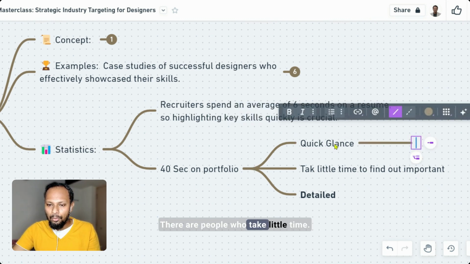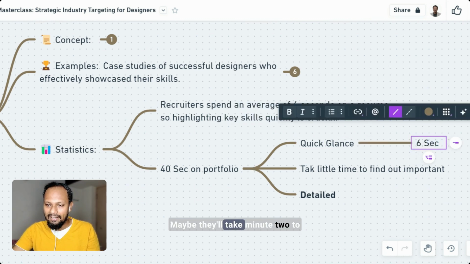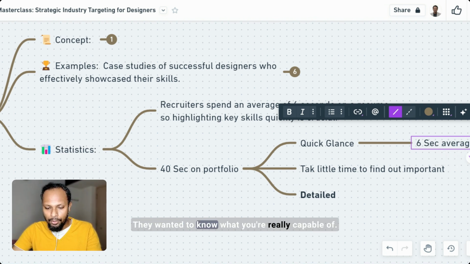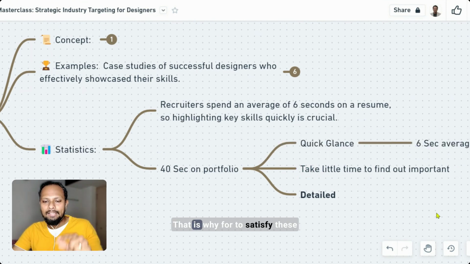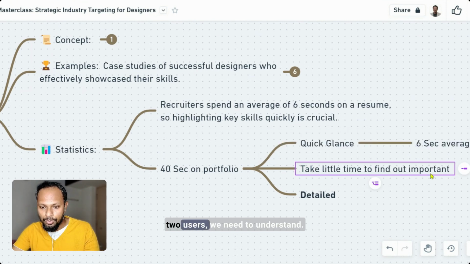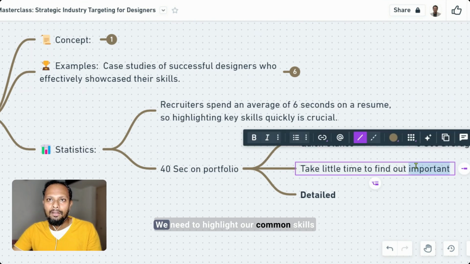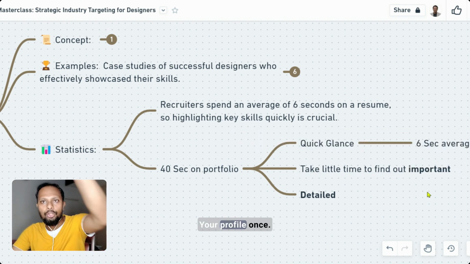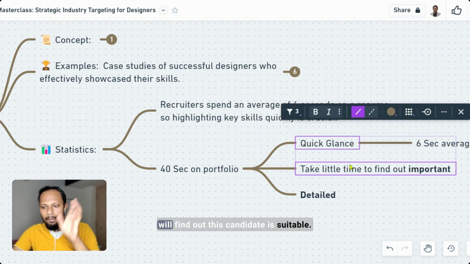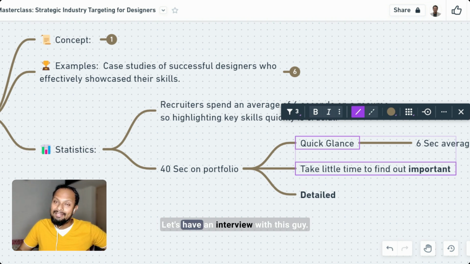There are people who take a little more time. Maybe they'll take a minute or 2 to find out the important elements. They want to know what you're really capable of. They'll find that out. If you're not highlighting it, you're gone. That is why, to satisfy these 2 users, we need to highlight our common skills and relatable skills and the storytelling capability in your profile. Once you're able to show that, people will think, 'Acha, this candidate is suitable. Let's have an interview with this guy.'